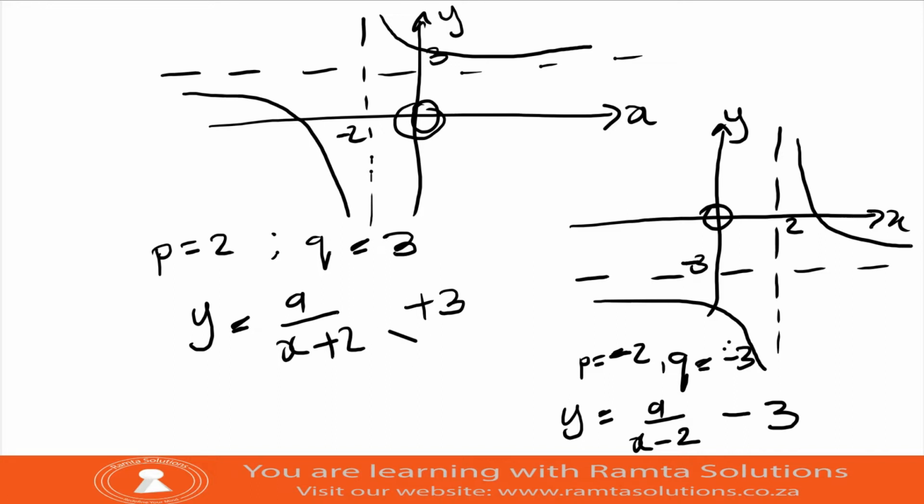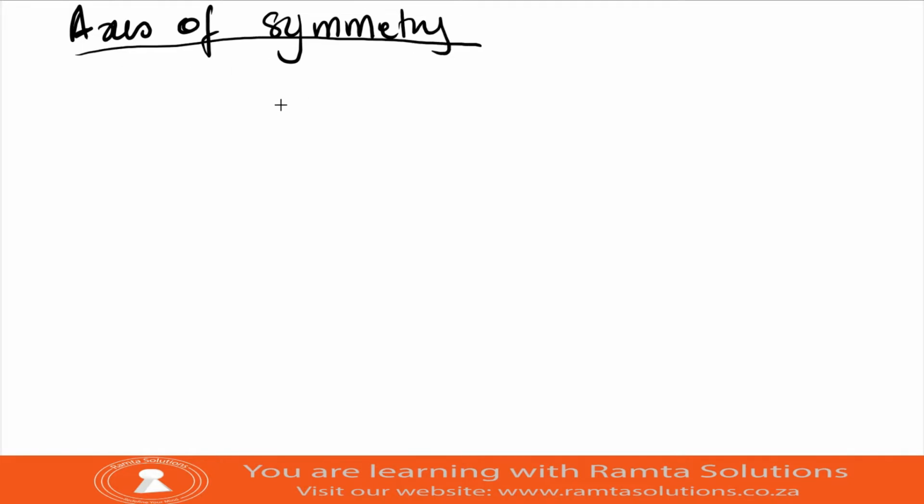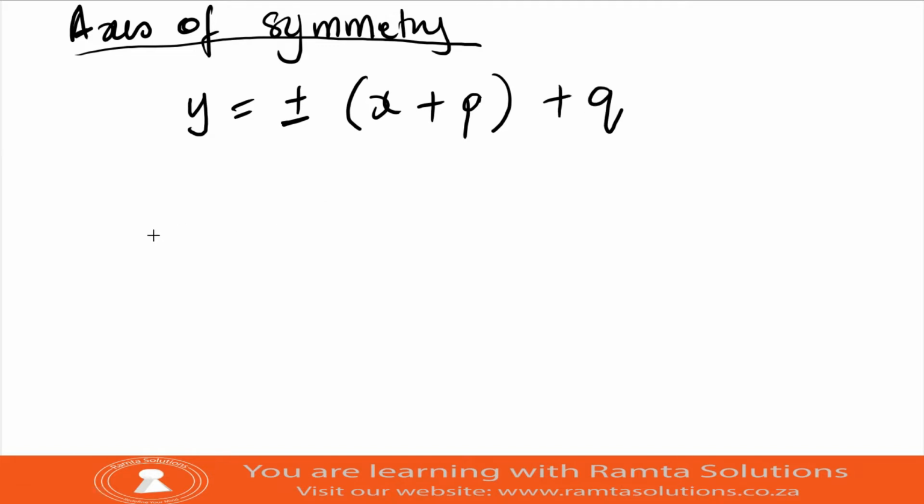Okay, now without any waste of time, let's move on to your axis of symmetry. Remember in grade 10 you said y equals x plus q plus minus, but now you will say y equals plus minus open bracket x plus p close plus q. In other words, this is y equals minus into x plus p, plus q.